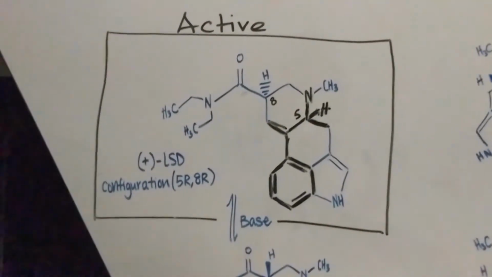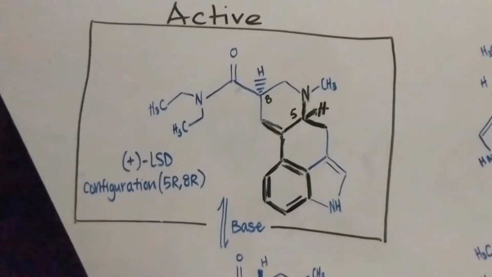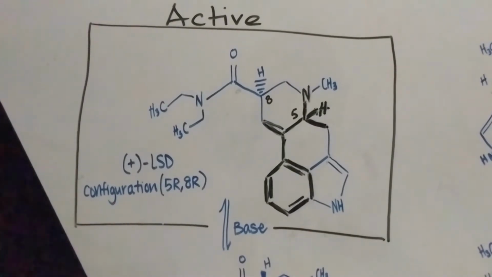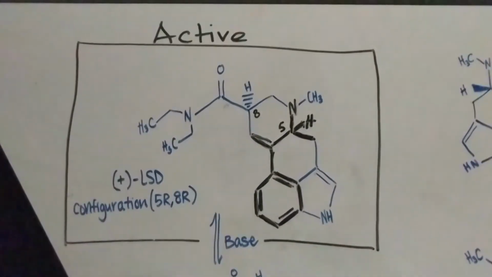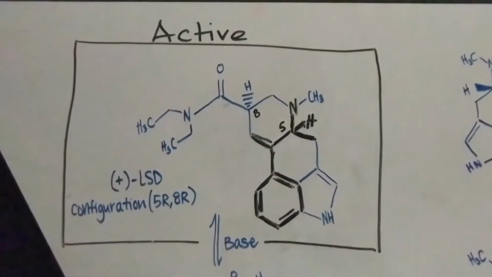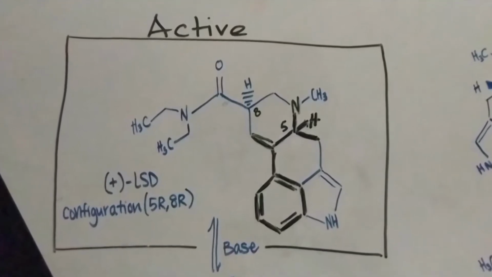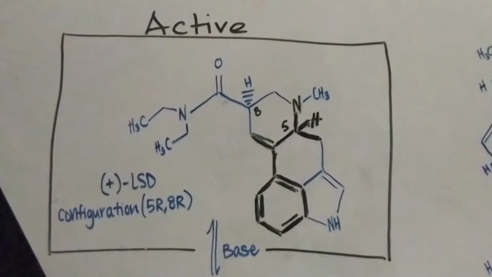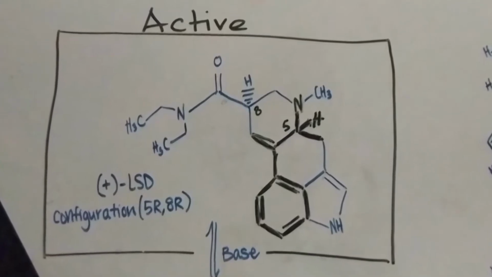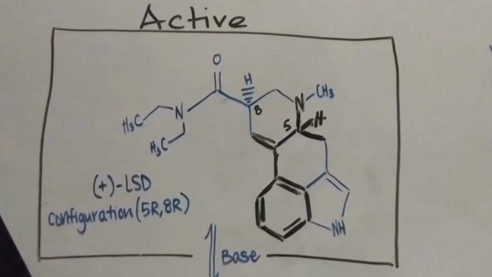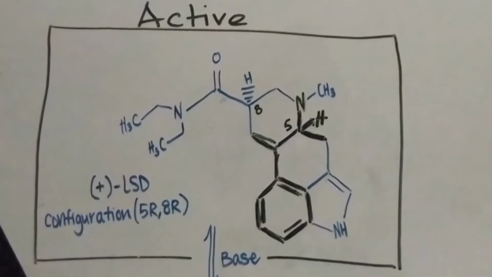The different isomers are caused by the orientations of the hydrogen atoms that are bonded to carbon 5 and carbon 8. Isomers play an important role in the activity of LSD. This is because the receptors in our bodies require that the molecules binding to it have a specific configuration, otherwise it will not bind properly. In LSD, it is caused by these two hydrogens located on carbon 5 and 8.